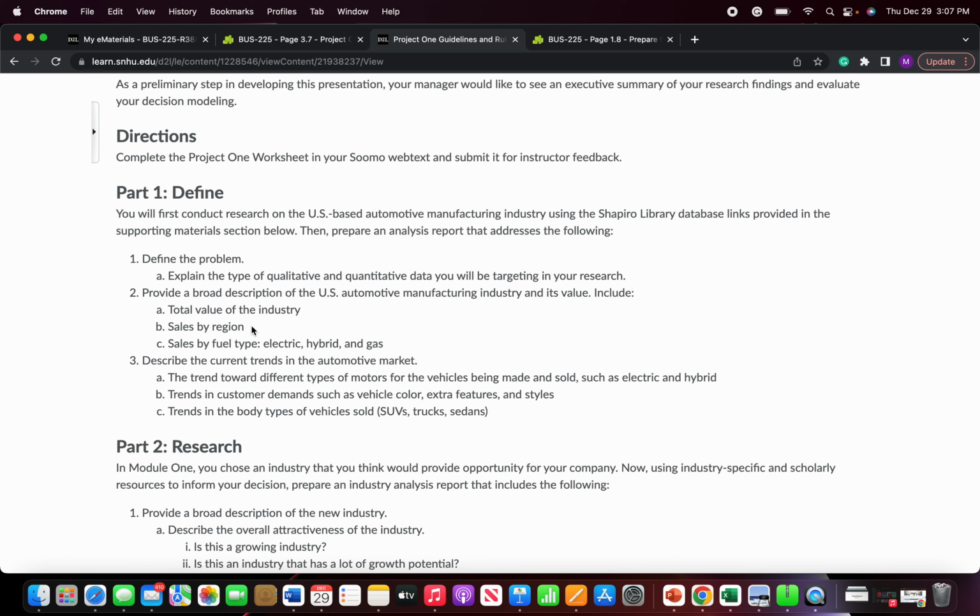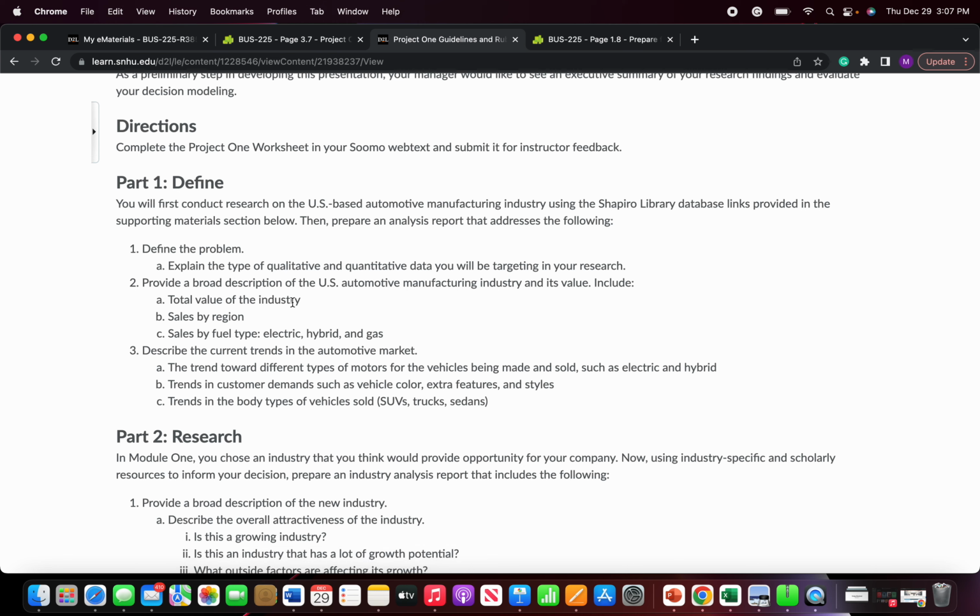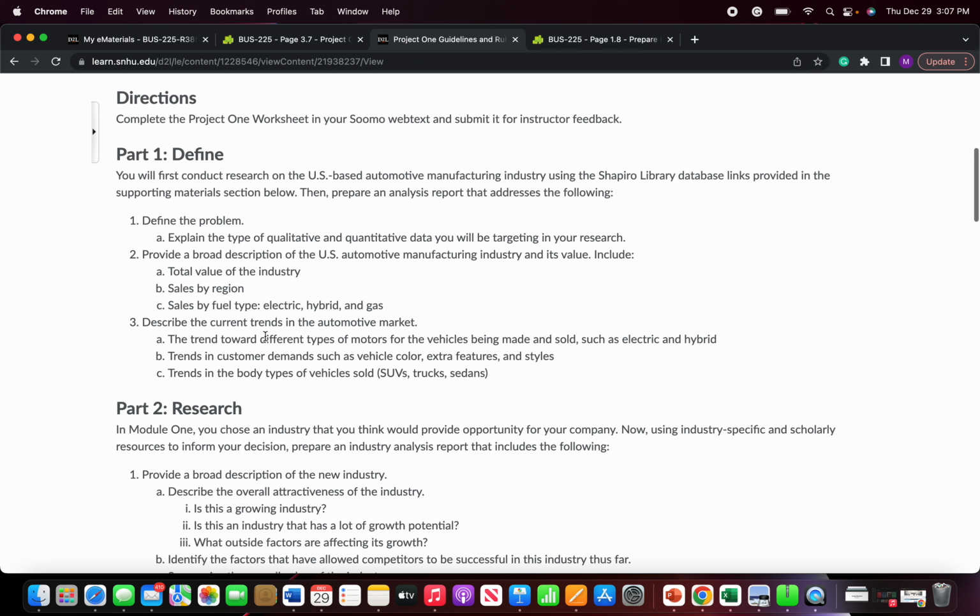And you're also going to want to include a broad description of what's happening in the automotive manufacturing industry. These are some potential metrics that you can use: total value of industry, sales by region, sales by fuel type. You're going to also want to look at trending. So look at these as two different things. Your description is really your defining characteristics and metrics related to the current state of that industry.